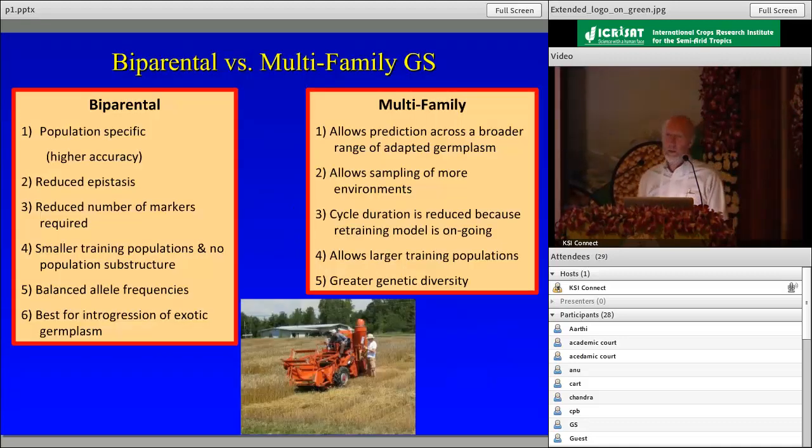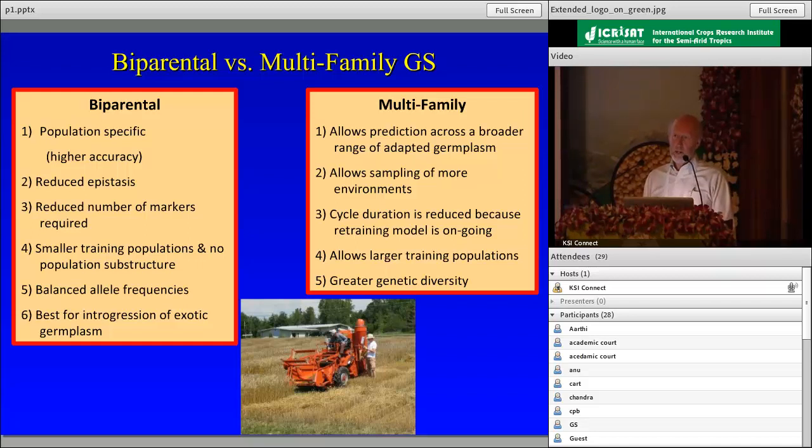There are two essential approaches to implementing genomic selection. You can use biparental populations, or you can use multifamily populations, and they have different advantages and disadvantages. Biparental populations typically are used to train a model for each biparental population. So you use a portion of the population in your field evaluations, and you use that to train a model to predict the breeding value for the rest of the population.